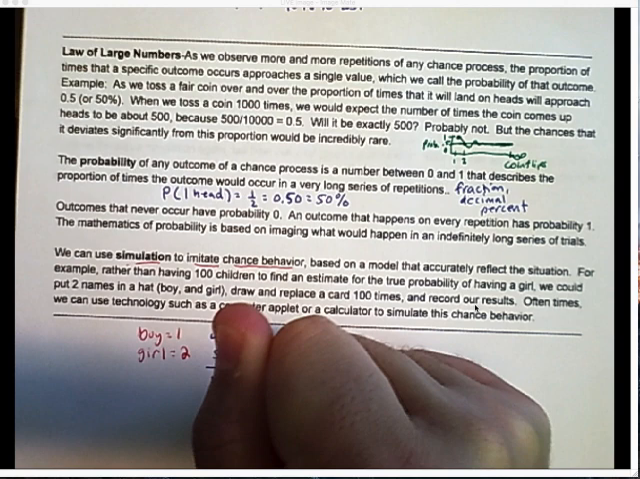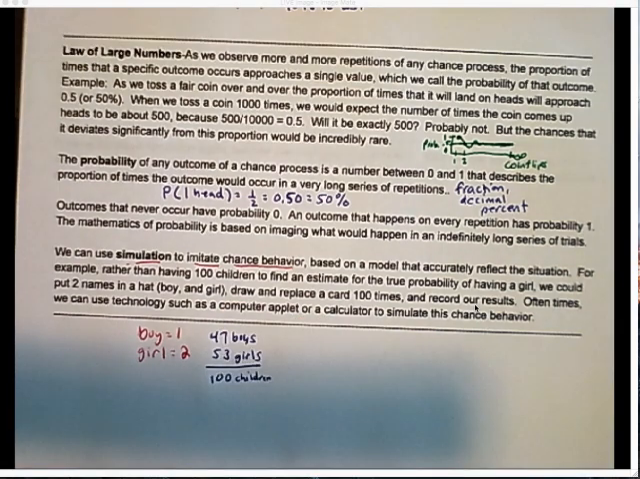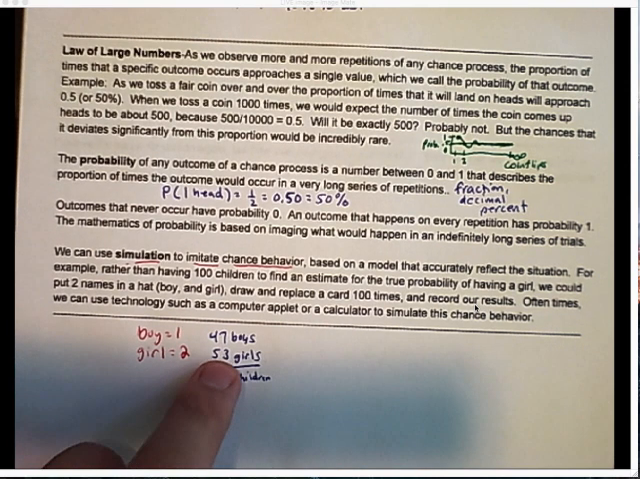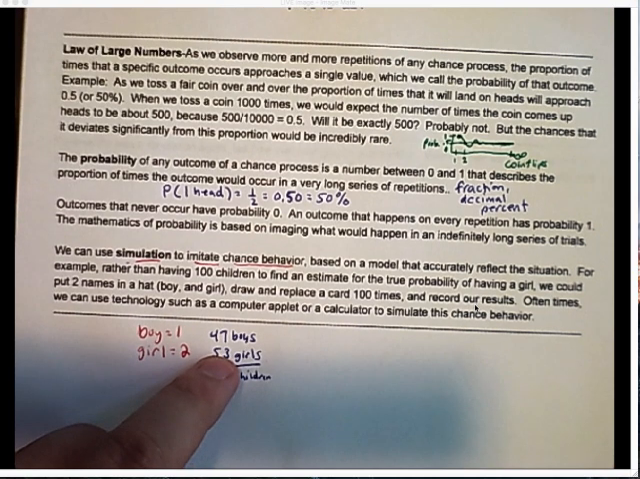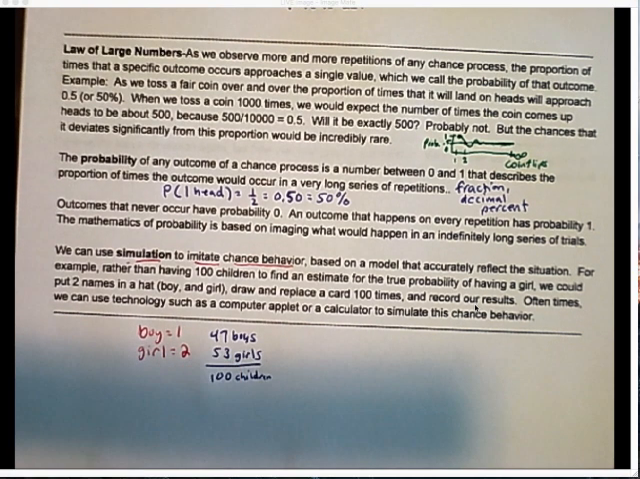So this simulation imitates the chance behavior. What would we expect? We would expect about 50-50. That's what we would expect. So it's close to that, but it's not exactly that because it's a simulation. If you had 100 kids, you probably wouldn't have exactly 50 boys and 50 girls either.